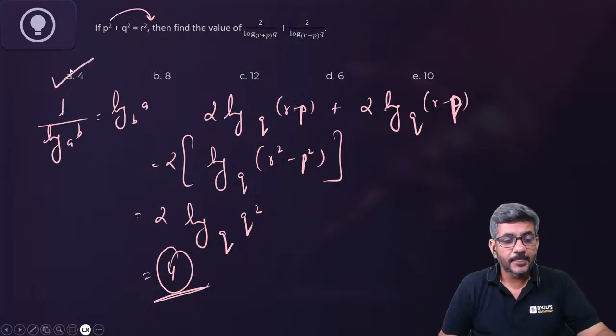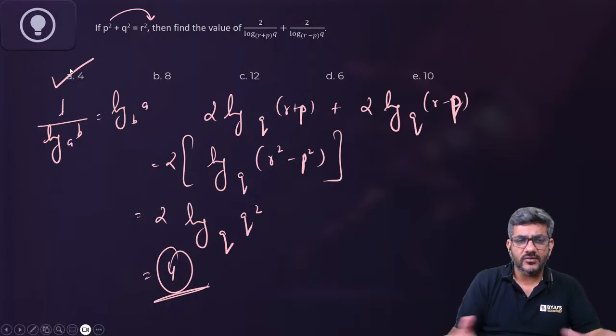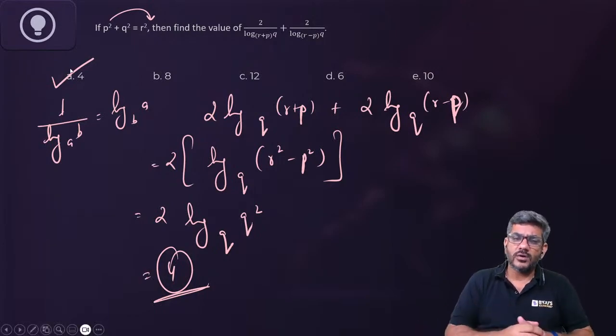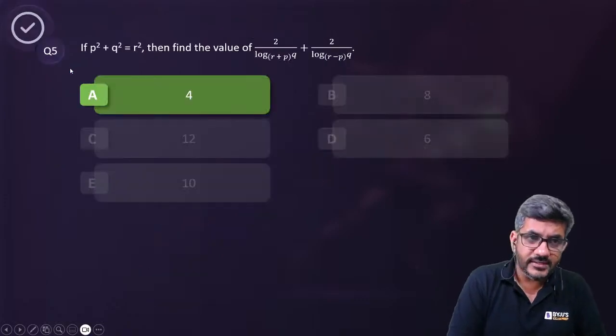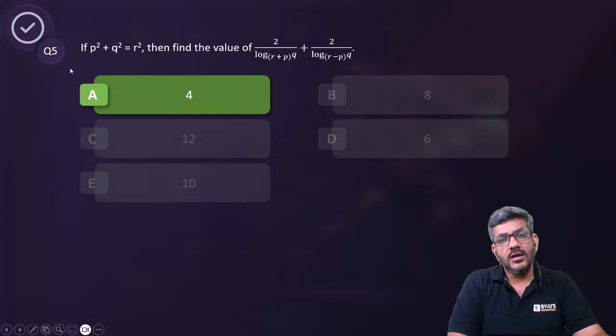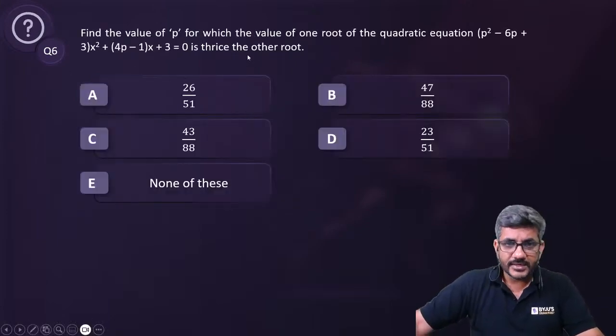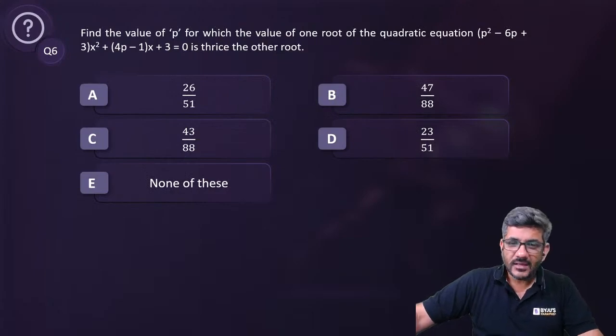Very easy question. Logarithm based questions are anyway generally easy. Somehow we are very much afraid of logarithm. हमें लगता है logarithm तो हमसे होगा ही नहीं, but it's an easy question. 4 is the right answer for this question number 5. We have to go a little fast now. I'll move ahead to question number 6 on your screen now. Try to answer this question. A little difficult, a little lengthy.